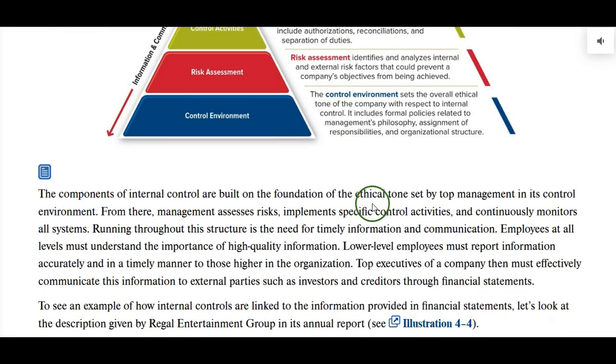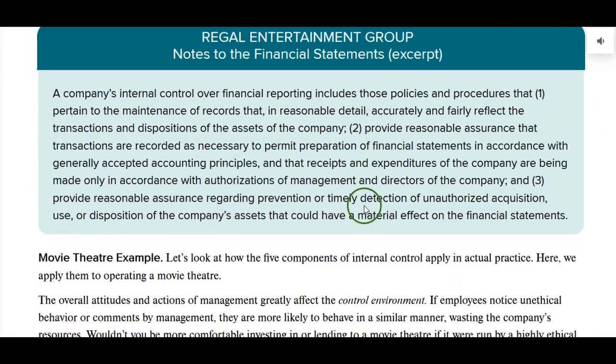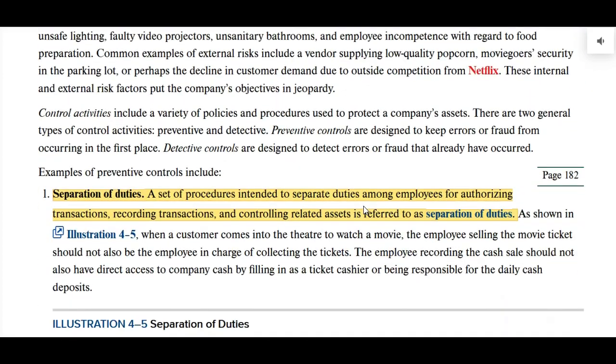Don't worry about this part right through here. Let's see what I have highlighted next.